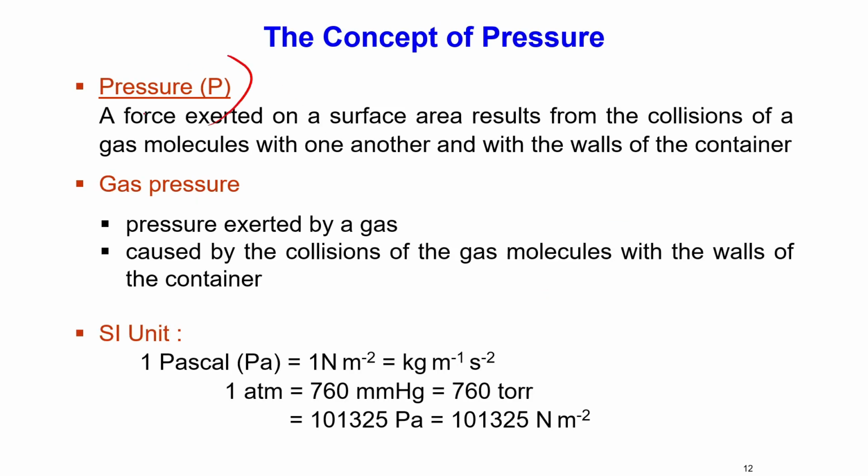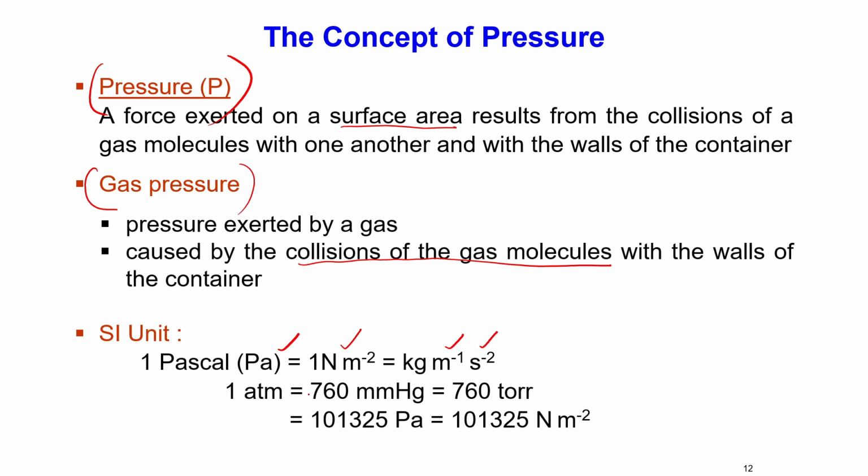What is meant by pressure? Pressure refers to force exerted on a surface area. This force comes from the collision of the gas molecules with each other and with the wall of the container. So gas pressure refers specifically to the pressure caused by the collision of the gas molecules with the wall of the container. The SI unit for gas pressure is Pascal, Newton per meter square or kg per meter per second square.